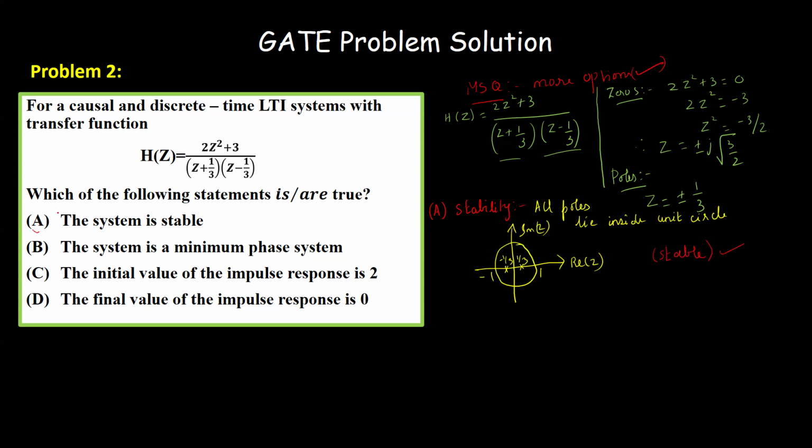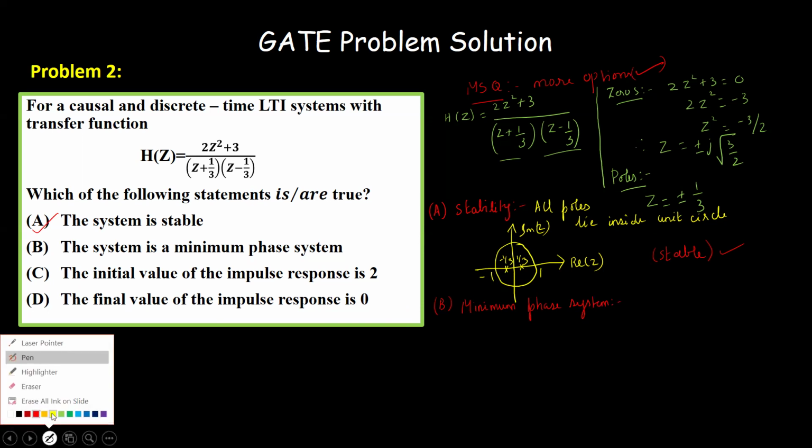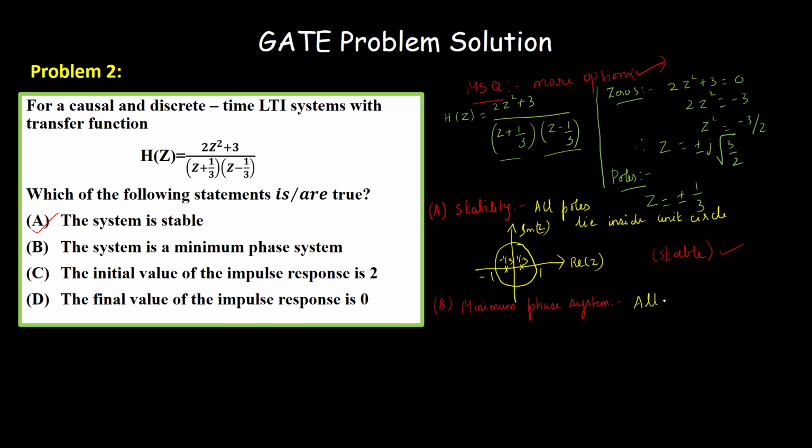So let me pick out the first option. And let me check for the second option. What is the second option? The system is a minimum phase system. So the condition for a minimum phase system is all the zeros should lie inside the unit circle. Okay. So let me check that.